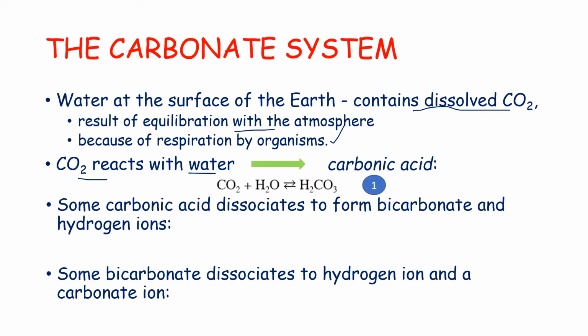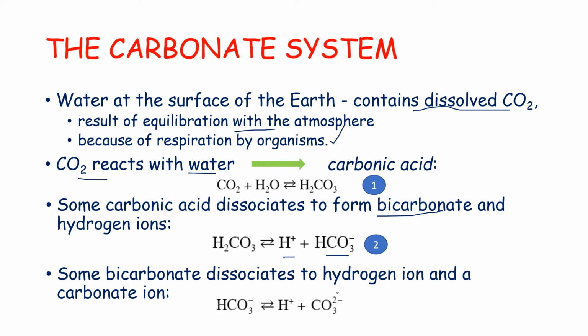Now, some of the carbonic acid dissociates to further form bicarbonate, which is HCO3 minus, and hydrogen ions. Now, this is the second equation you have to keep in mind. The first is, of course, CO2 plus H2O gives you H2CO3. Next is the dissociation of H2CO3 to give you H plus and HCO3 minus.